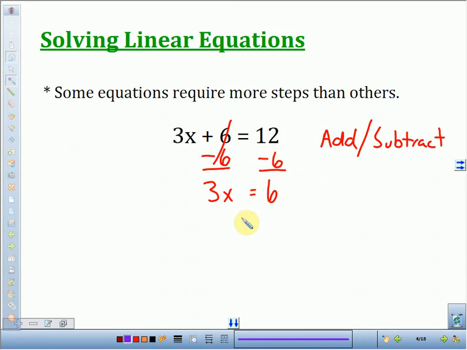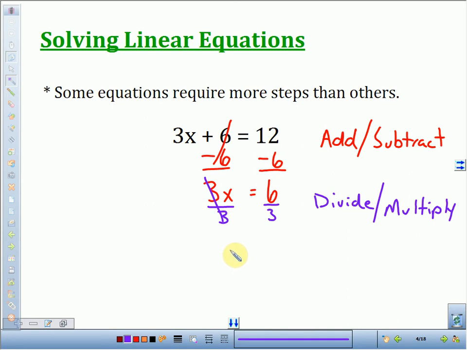We perform the opposite operation. In this case, we're multiplying x by 3, so we want to divide x by 3. If I do it on one side, I have to do it on the other, so I'm dividing. Now, sometimes I will multiply, but that is not as common as dividing.